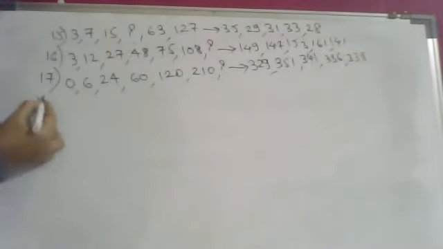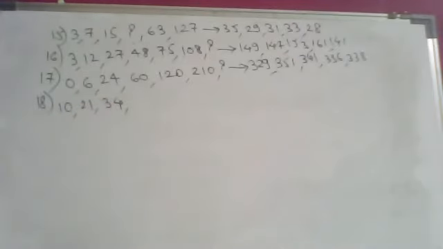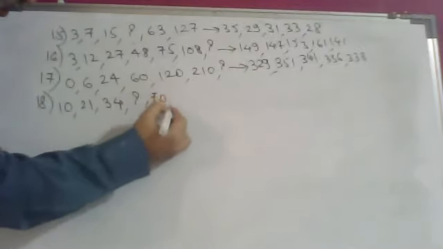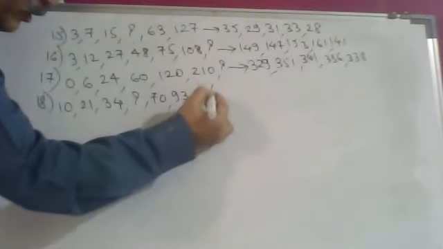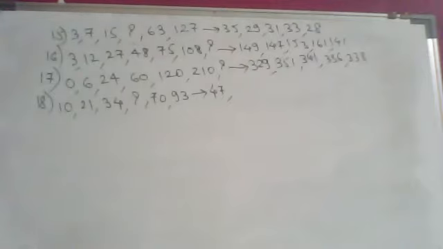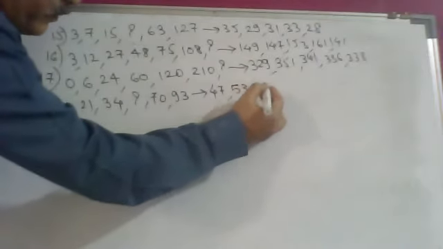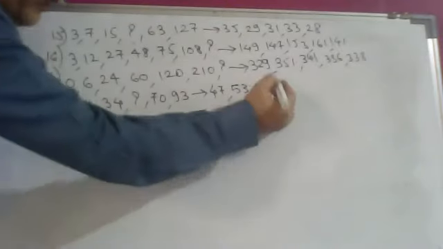Question number 18. 10, 21, 34, question mark, 70, 93. We have to find out the number at the place of question mark from the given options, and options are 47, 53, 48, 49, 51.